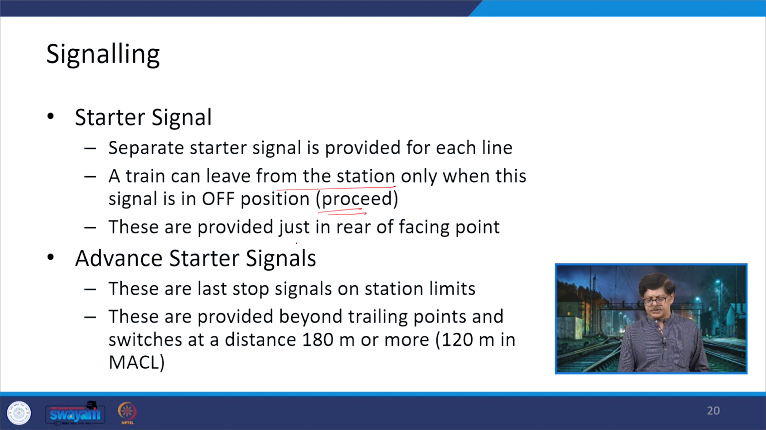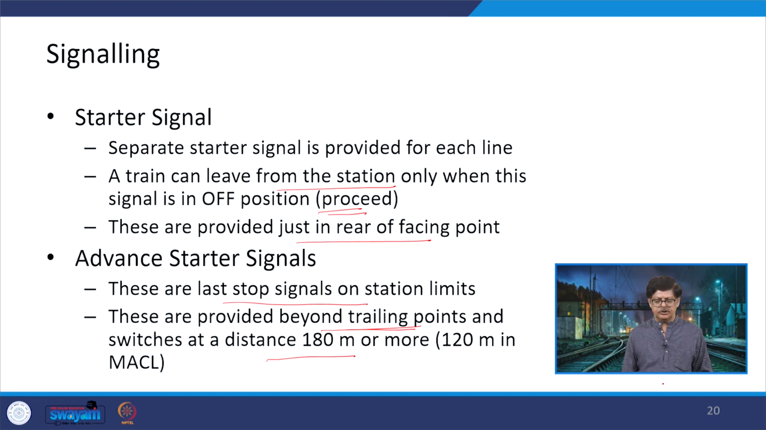These are provided just in the rear of the facing points. So, the facing points in the direction in which you are going to move, just at the rear of that, it is being provided. The other one is an advanced starter signal, and these advanced starter signals are the last two stop signals at the station limits. These last stop signals are provided beyond the trailing points and switches at a distance of 180 meters or more. But if you are using a multi-aspect color light system, not a semaphore stop signal system, then it can be 120 meters also.